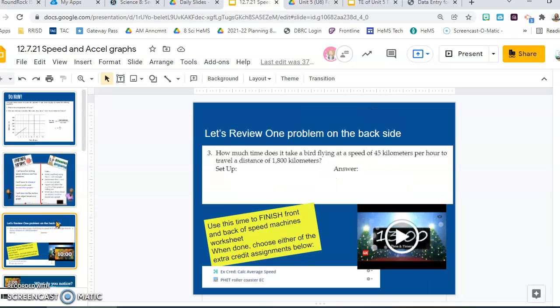So we're going to skip slide 3. Oh, but this is the review, sorry. How much time does it take a bird flying at the speed of 45 kilometers per hour to travel the distance of 18? So remember, that's distance over time. So I'm going to have 1800 divided by 45.